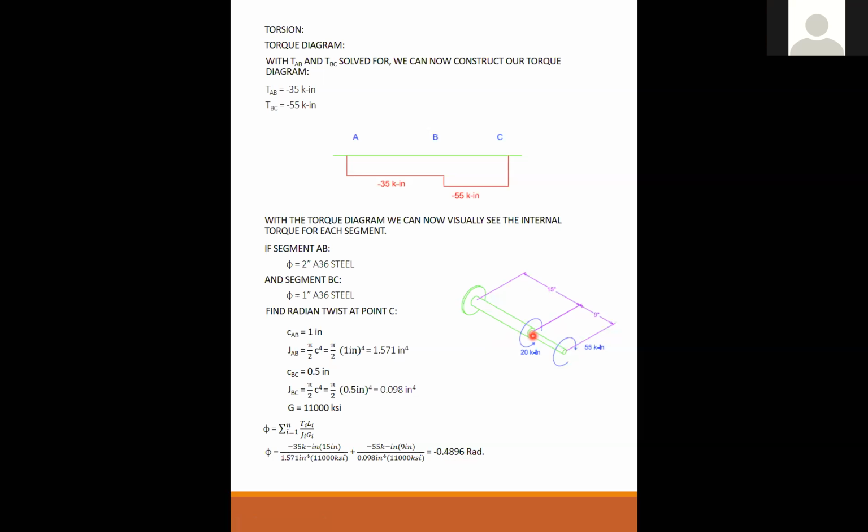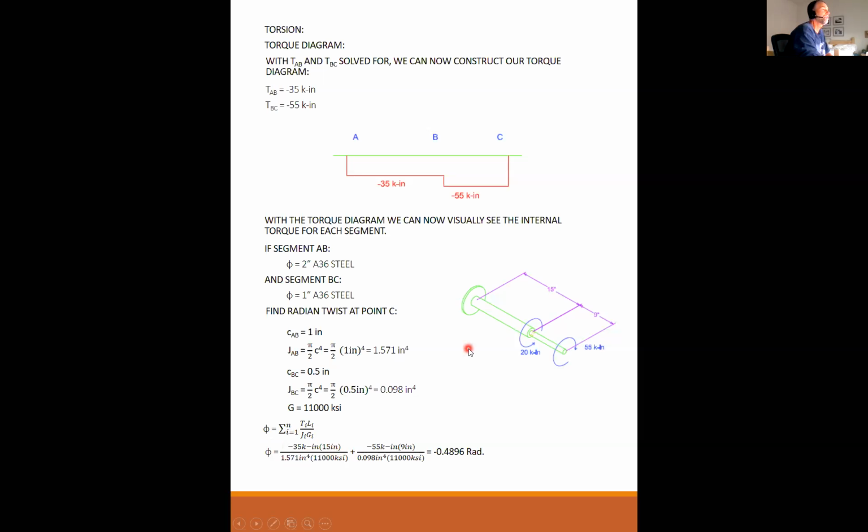Is it the difference from A to B and B to C? If I wanted the twist right here at B, then I would only use this part of the equation. Remember, phi is the difference in twist. So the difference from the fixed end to B is equal to the torque times the distance from A to B over JG. So the twist at B would just be this term right here.